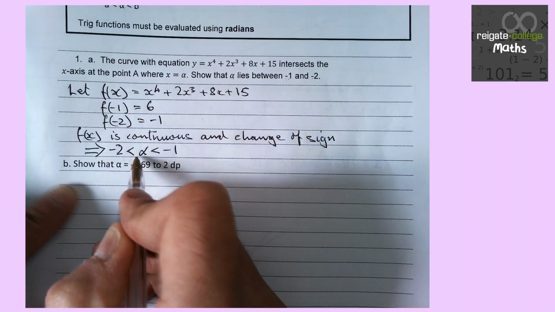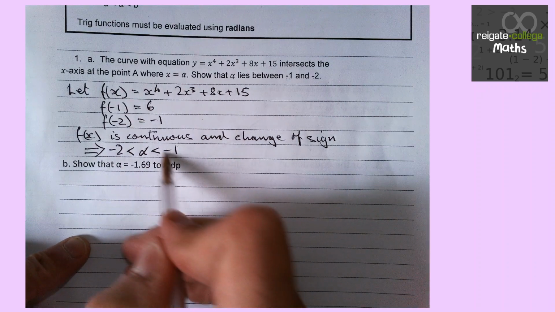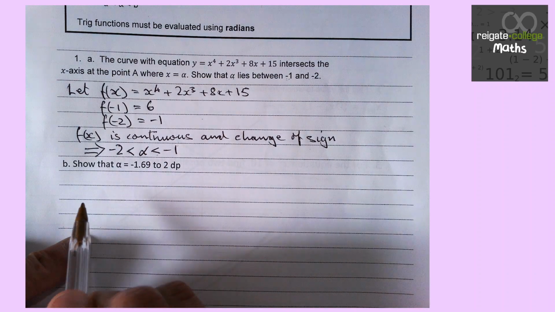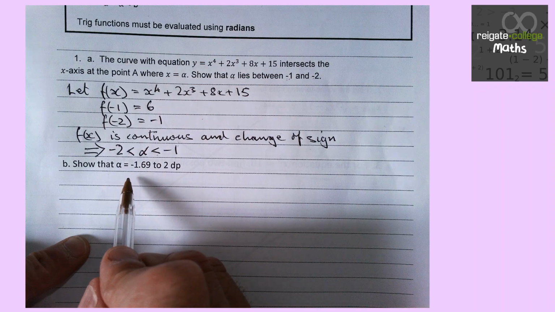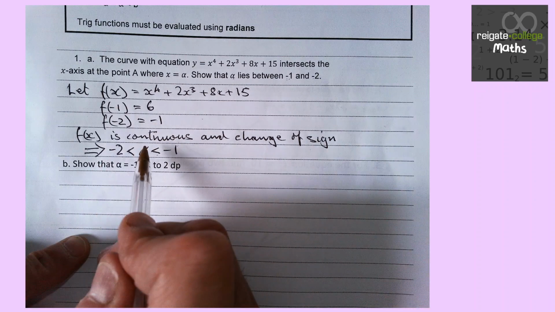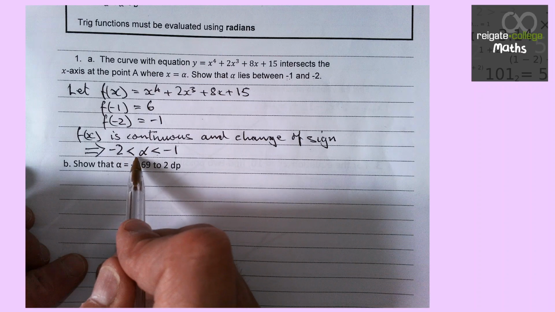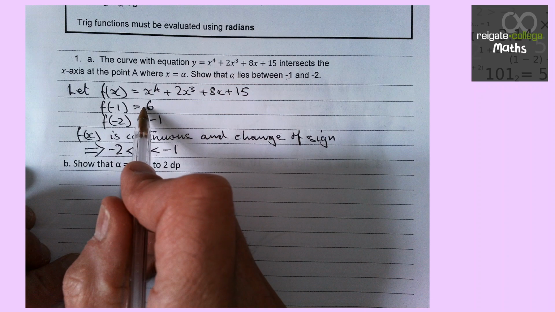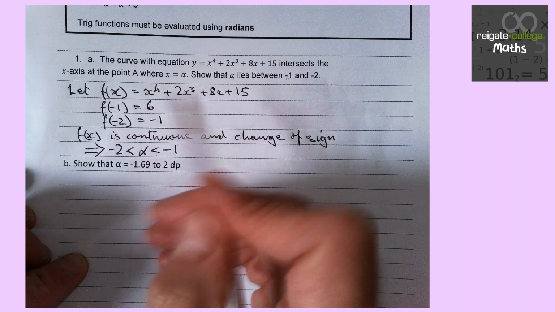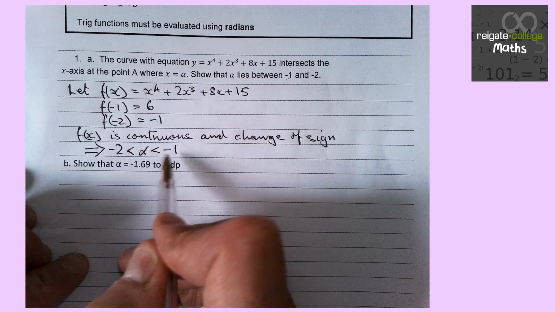Be careful with getting these inequality signs the right way around. You always want the bigger number here and the smaller number here if you're writing your inequality that way. It's quite easy to make a mistake with that. The other thing that it's very easy to do is confuse your x and your y values. A common mistake seen in exams is to write that the root is between 6 and -1. Those are the y values. We're interested in the x values. So alpha is between -2 and -1.